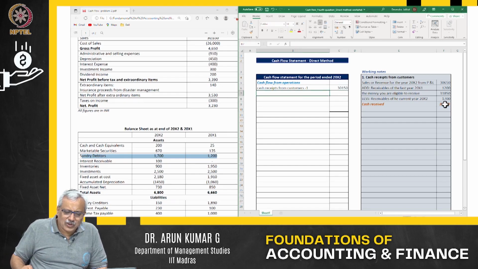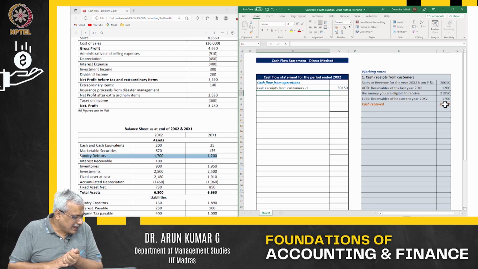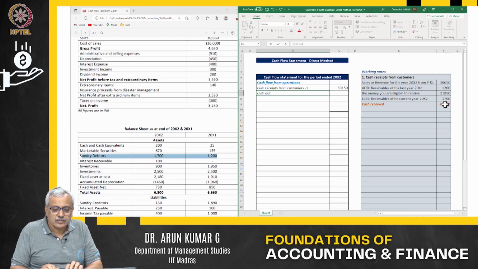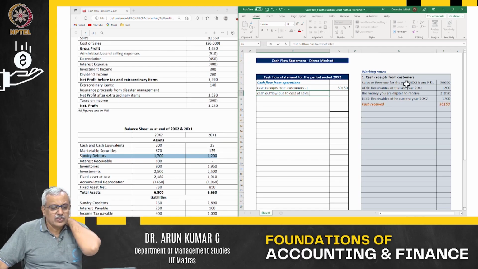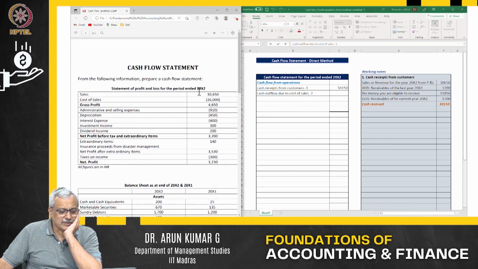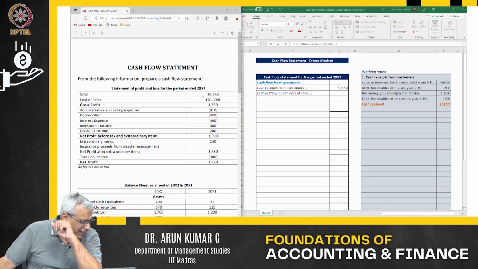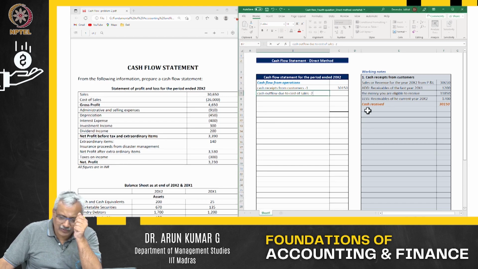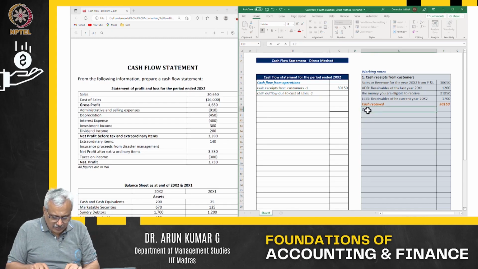Similarly, let us go towards the cash outflow due to cost of sale. Here, let me give you the working and term it number 2. The cost of sale as per the P&L statement is 26,000. Is this the money that has gone out? Let us see whether this is the money that has gone out. So, number 2 is the cost of sale.